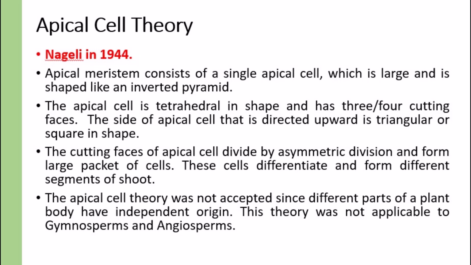The apical cell theory was proposed by Nageli in 1944. According to him, the apical meristem comprises of a single apical cell which is large, dome-shaped, and inverted. The apical cell is tetrahedral in shape and has 3 or 4 cutting phases. The side of the apical cell that is directed upward is triangular or squarish in shape. The cutting phases of apical cell divide by asymmetric division and form large packet of cells which differentiate and form different segments of shoot. The apical cell theory was not accepted since different parts of the plant body have independent origin. This theory was not applicable to gymnosperms and angiosperms.